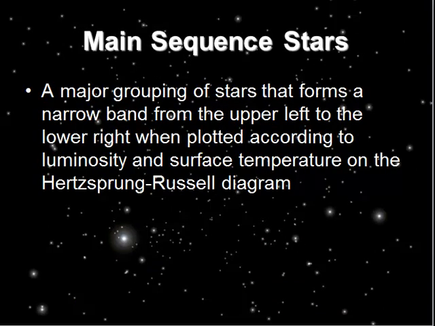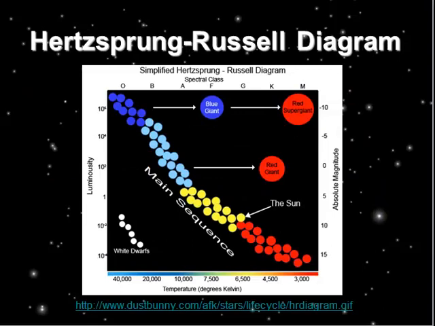Main sequence stars: a major grouping of stars that forms a narrow band from the upper left to the lower right when plotted according to luminosity and surface temperature on the Hertzsprung-Russell diagram. So let's take a look at that again. There's your Hertzsprung-Russell diagram, and the main sequence, you see that diagonally there? Those are your main sequence stars.